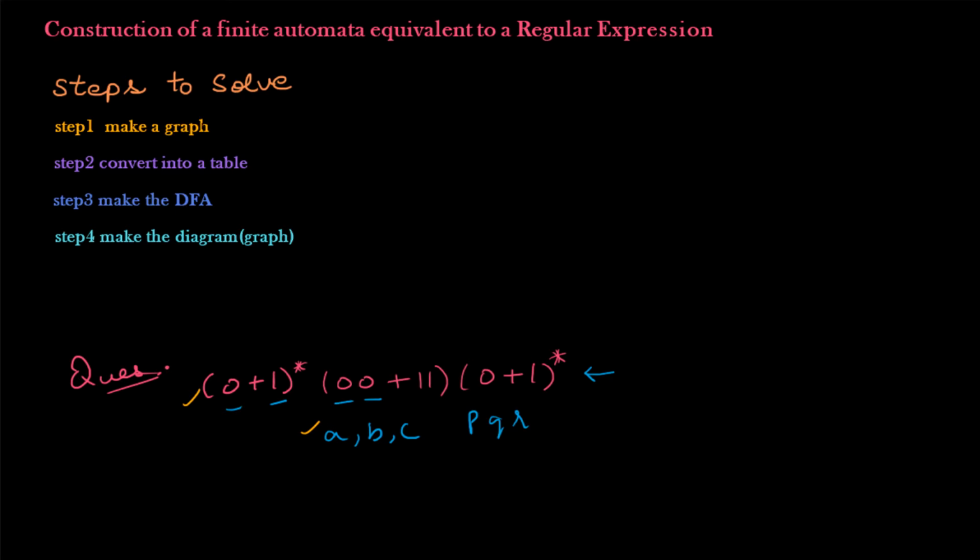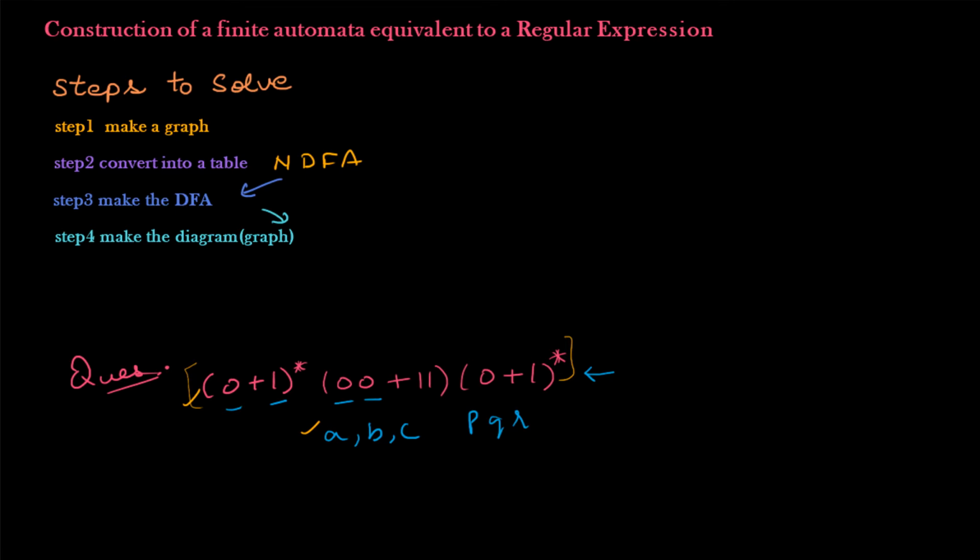The first one is make a graph. Once you get this kind of equation, you'll first be required to make a graph, then convert it into a table, and this will be an NDFA, and then you'll make the corresponding DFA, and finally you'll make it back into a diagram or a graph. So we'll be starting with making a graph, converting it into a table or an NDFA, then making it to a DFA, and then finally a graph again.